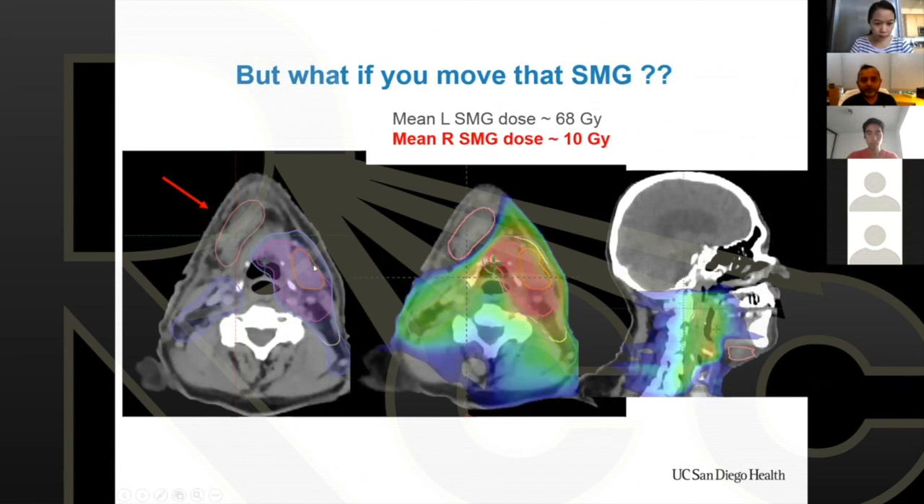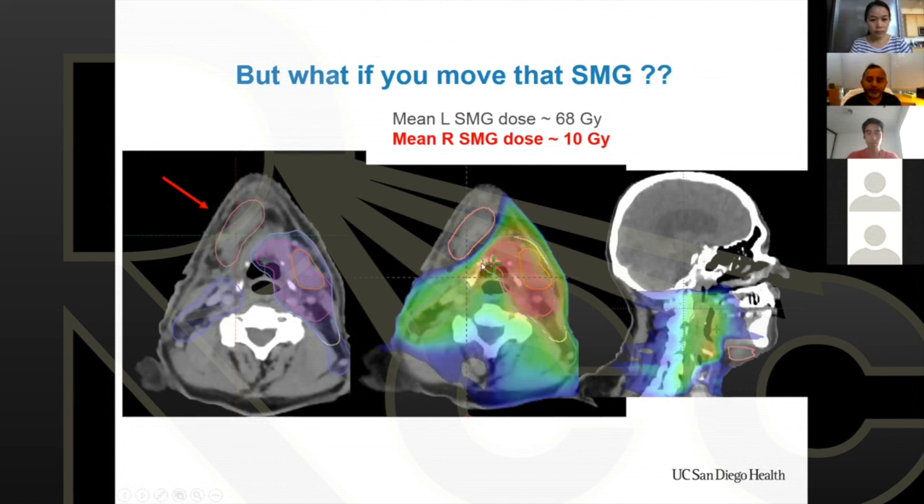I'm treating this patient, basically you can see 70, 60, 56 gray volumes. Here's the 56 gray volume. But by moving that gland just a little bit, I'm really able to spare that submandibular gland. So here the blue is the 10 gray isodose line, and you can see it really nicely skirts right around the submandibular gland.